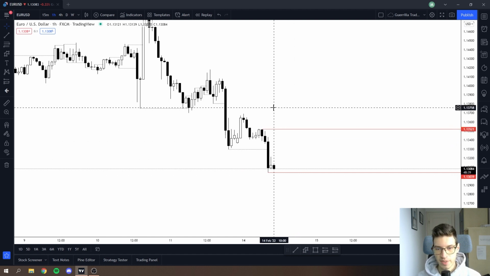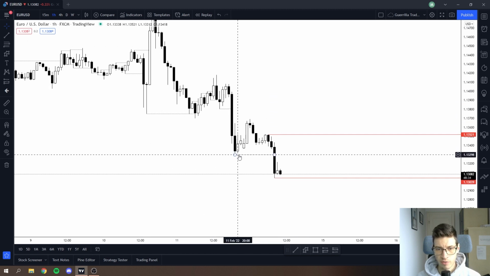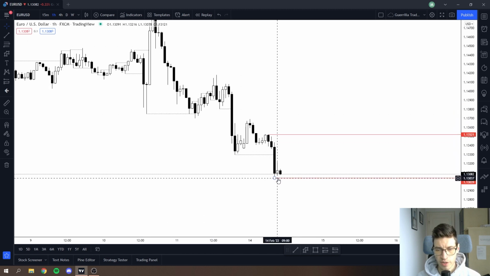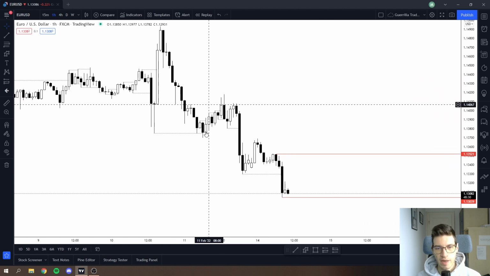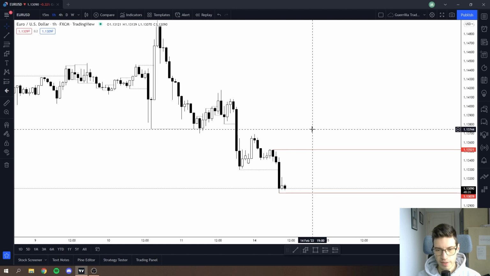As I said, I'm seeing this as a trend to the downside. I'm seeing a V, range, push down, pullback, and then another push down. So this one, I would say, is trending to the downside, and I'm looking for short trades.